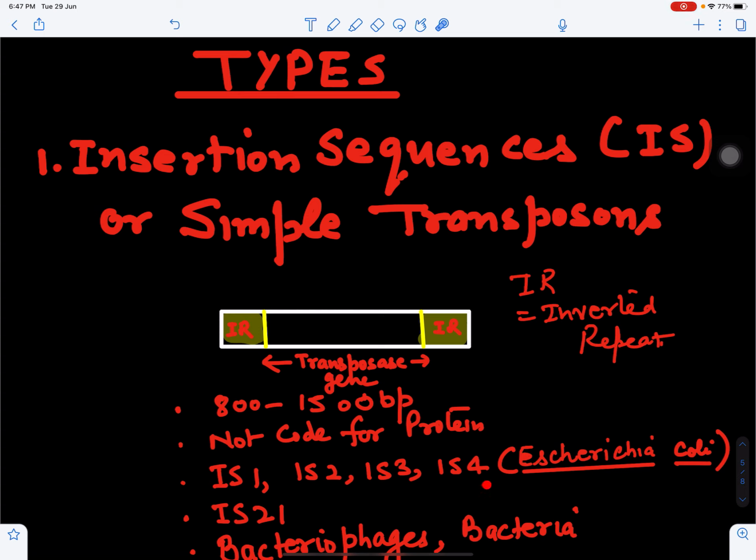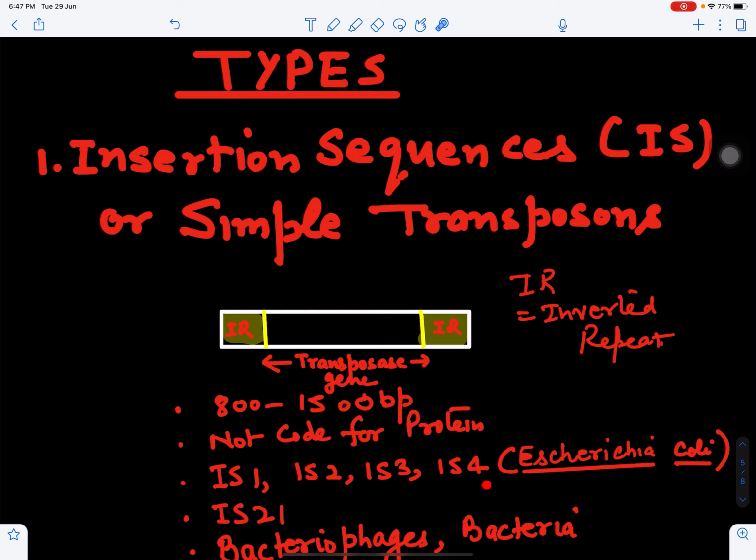Now, the second type of transposons are complex transposons, or Tn transposons. We can see this is one insertion sequence, and this is another insertion sequence. They have been combined with the help of a toxin gene, which will also act as a marker gene. So this is inverted repeat, this is inverted repeat, right? This is being integrated with the help of the toxin gene, and it is made up of an inverted repeat region, which is 8 to 30 base pairs. So this is called a complex transposon, which is formed by the combination of two or more insertion sequences.